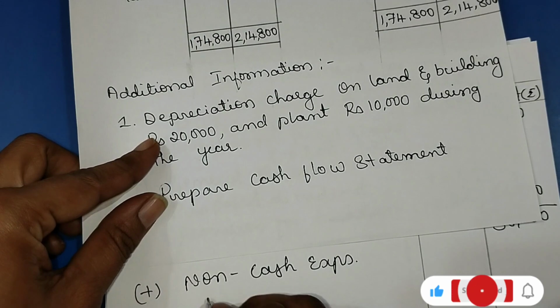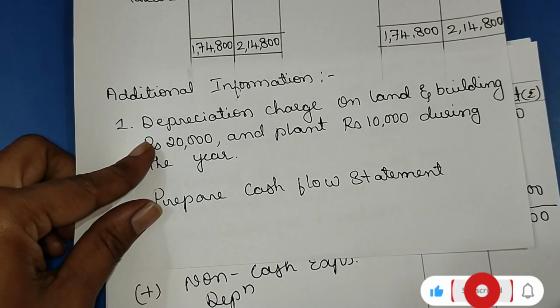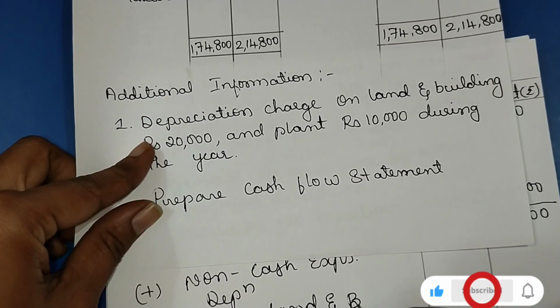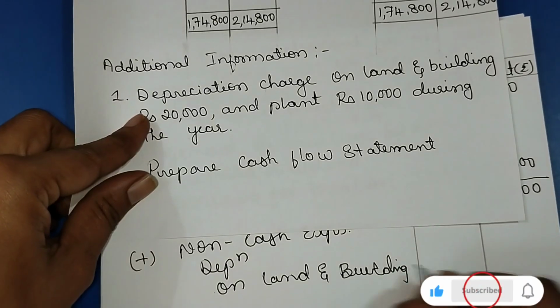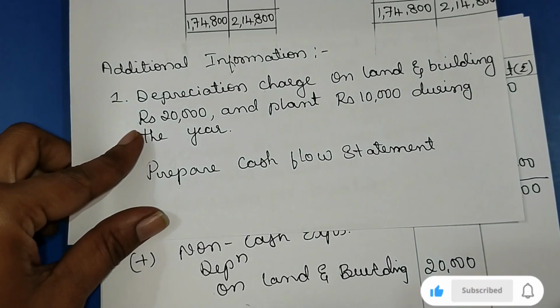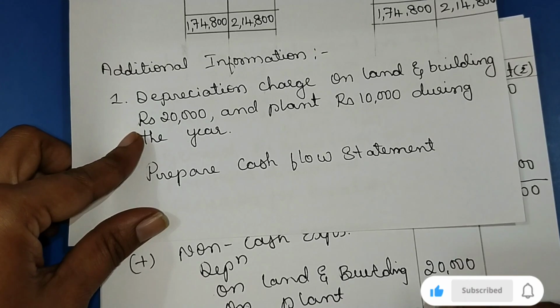Depreciation. We are considering depreciation on land and building. Here it is directly given, no need to calculate. We are just recording whatever amount is given. Land and building is 20,000. Plant depreciation is given, on plant 10,000.